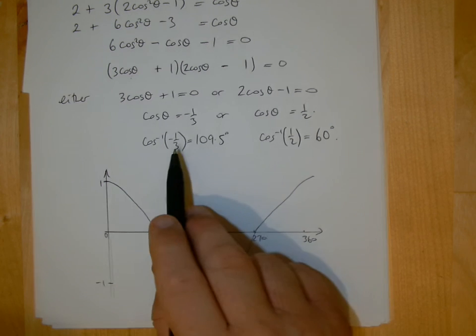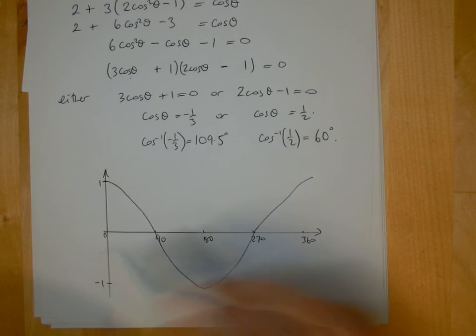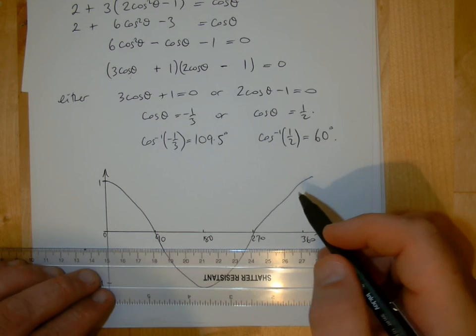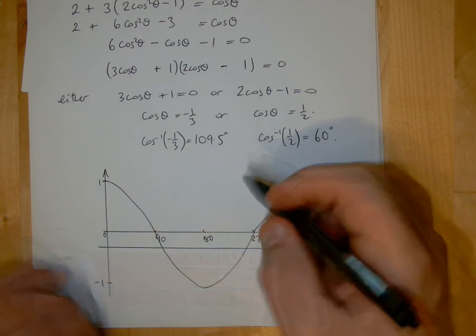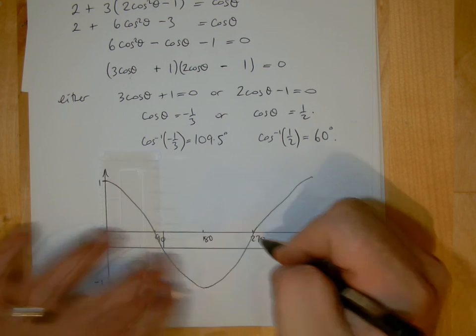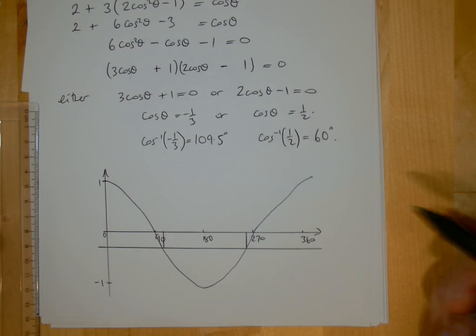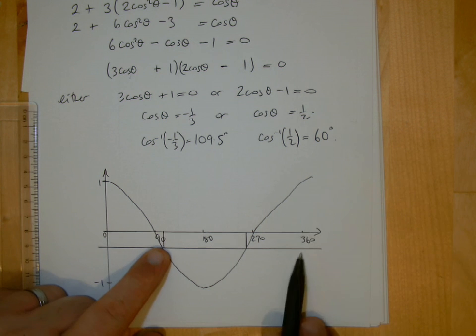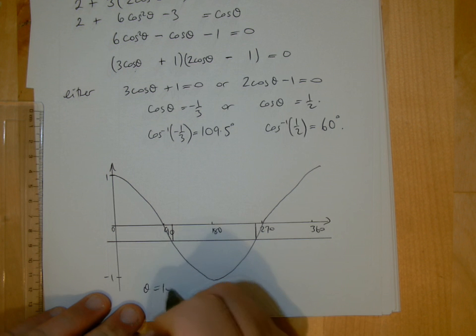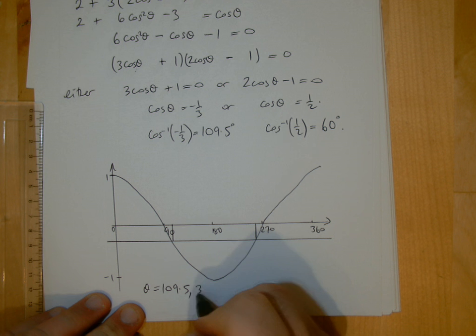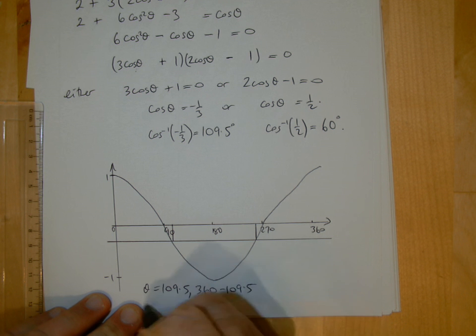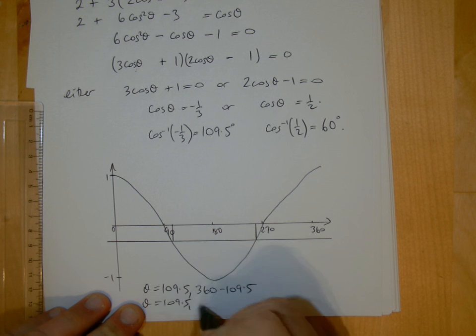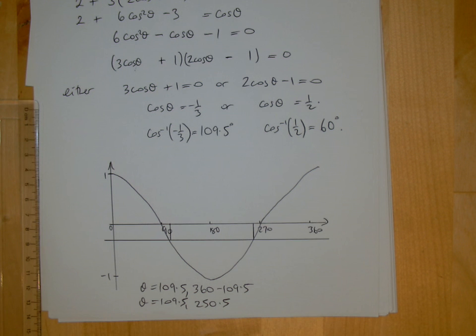So then you've got minus a third at 109.5. So we're about there, aren't we? Minus a third. So you might get used to this sort of result. Now you appreciate with the cos graph, there's symmetry, isn't there? You know this is always going to be the case. So it's 109.5 across. It'll be 109.5 back from 360. So you get theta equals 109.5 and 360 minus 109.5. So theta is 109.5 and 250.5. You're always taking away from 360 on the cos graph.